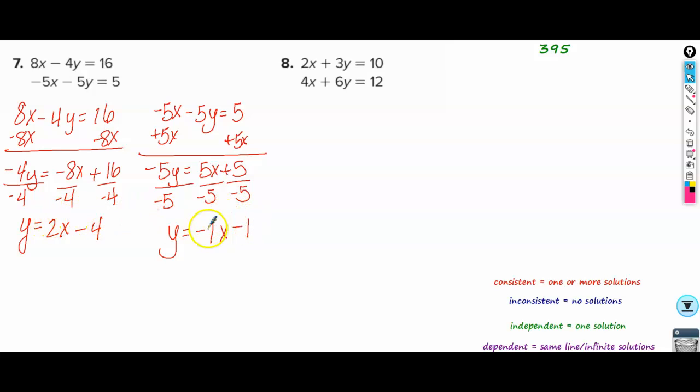Okay, these two equations have different slopes. That means they have one solution. If the slopes are different, it's one solution. If the slopes are the same, it's either infinite or none. Okay. But slopes are different, one solution. So this is going to be consistent and independent.